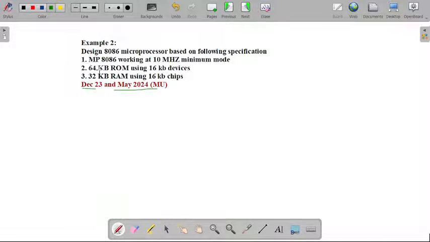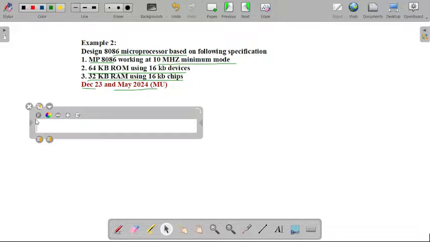The first one is our microprocessor 8086 is working at 10 megahertz in minimum mode configuration. So you have to design our 8086 microprocessor based system with our minimum mode configuration diagram. Then the second one is a 64 KB ROM using 16 KB devices, and the third one is 32 KB RAM using 16 KB chips. So first of all, I am writing here.